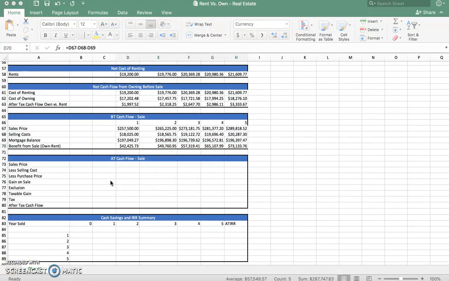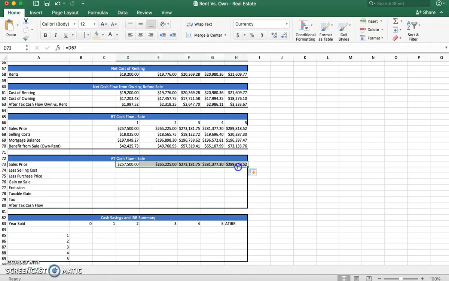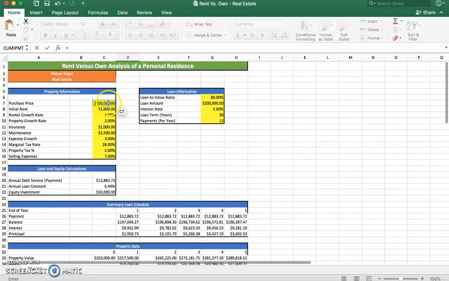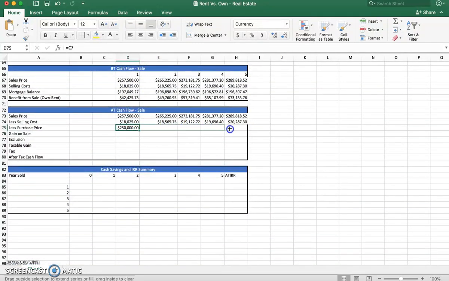Alright, so this next little section we're going to take care of is the after taxes cash flows of the sale. So we'll start with the sales price, which we already have. We'll pull from right above, right here. Okay, pull that all the way across. Alright, less our selling costs, which are also listed above. Less the purchase price. This is the same for everyone because the purchase price is $250,000. That's a given. So we'll put that in. Drag that all the way across.